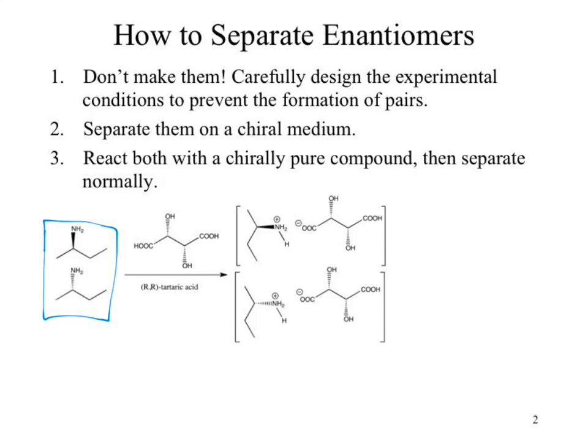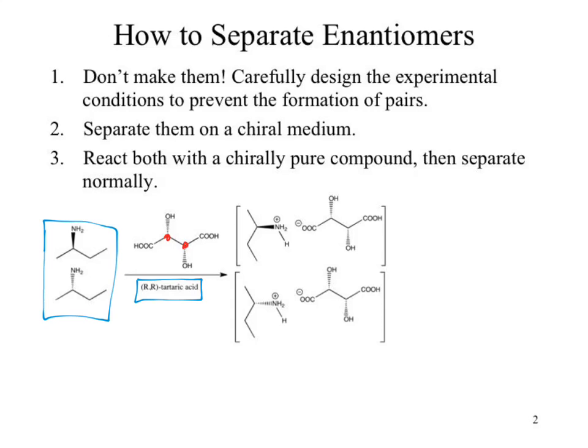Okay, what we want to do is react them with something chirally pure. So the standard to use would be something like RR tartaric acid. So RR is referring to the chiral centers in tartaric acid. Those red dots, those positions, if you assign their RS stereochemistry, are both R. Okay? And we isolate that as an enantiomerically pure compound. So we just get the RR version. We have no other types in that compound.